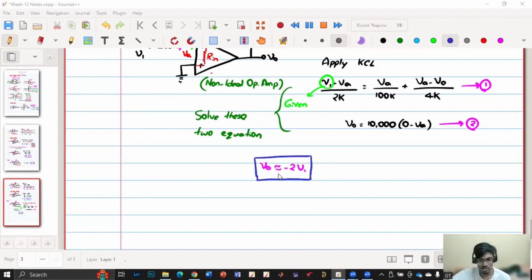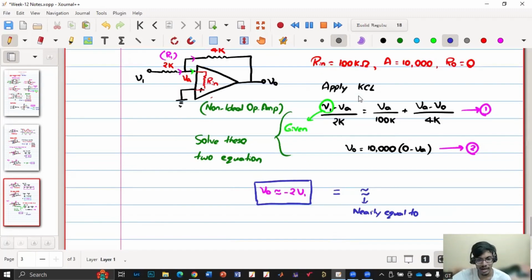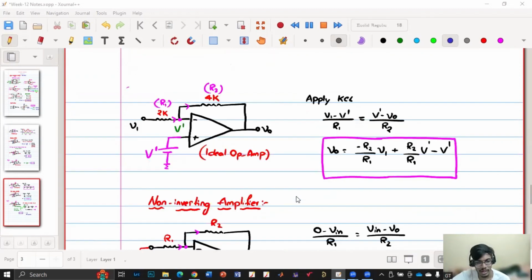So that's why I have used this symbol. This is equal to, and this is nearly equal to. So it means that it is not 2, but it is approximated to it. Because our gains are very high and it is close to an ideal op amp, you will still be getting a gain close to minus 2, but not exactly minus 2.